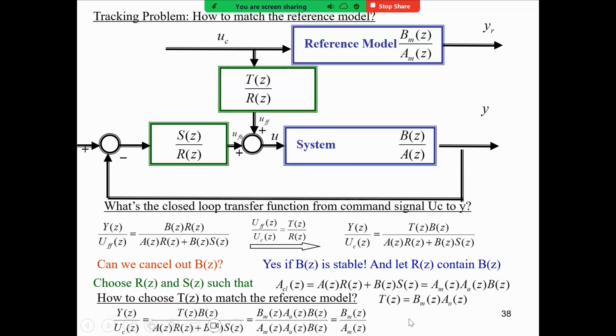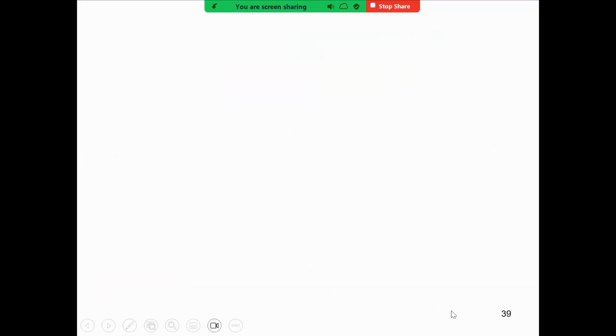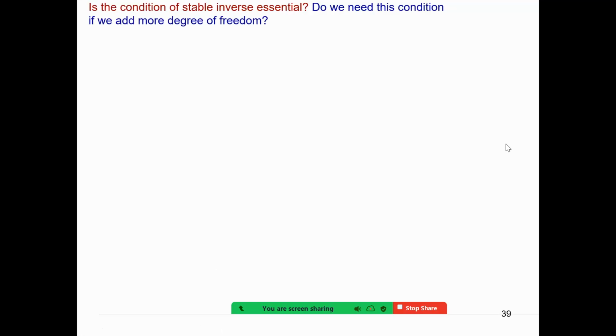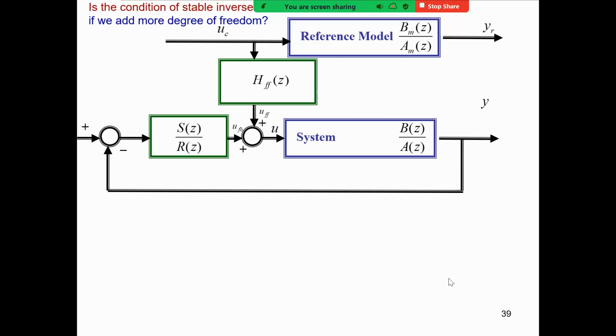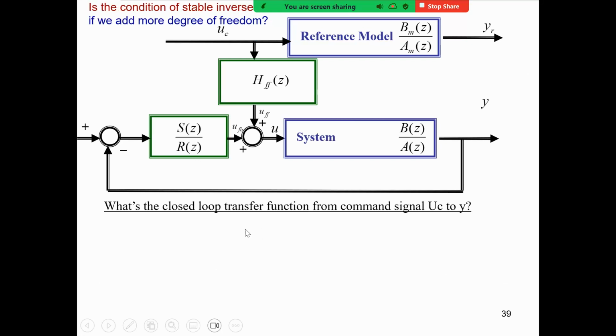Okay? Yes. So now there's a condition, right? There's a condition that B has to be stable. Do we need that condition in the state space approach? For perfect tracking, we also need the same condition, right? Stable inverse condition. Then you may wonder, is that so critical? Can we get rid of this condition by adding more freedom? Let's try that. So instead of T over R, we have another way to design. Let's put a transfer function instead of T over R, which means I can design both the numerator and the denominator together. Then let's work out the transfer function and then we'll try to match them.